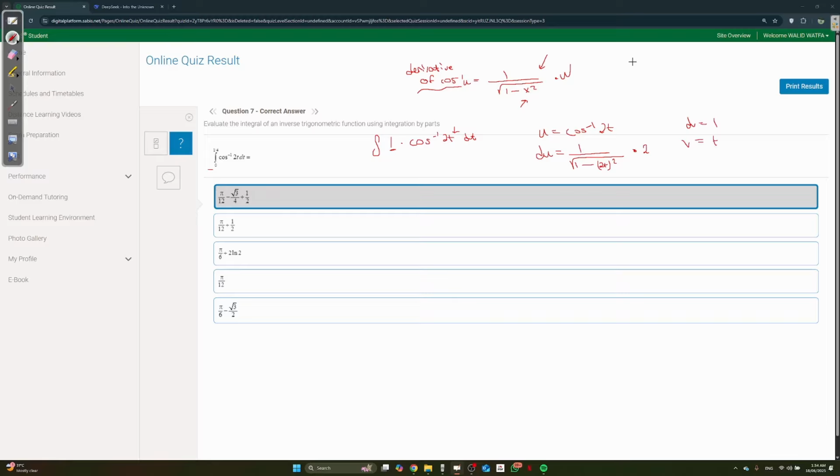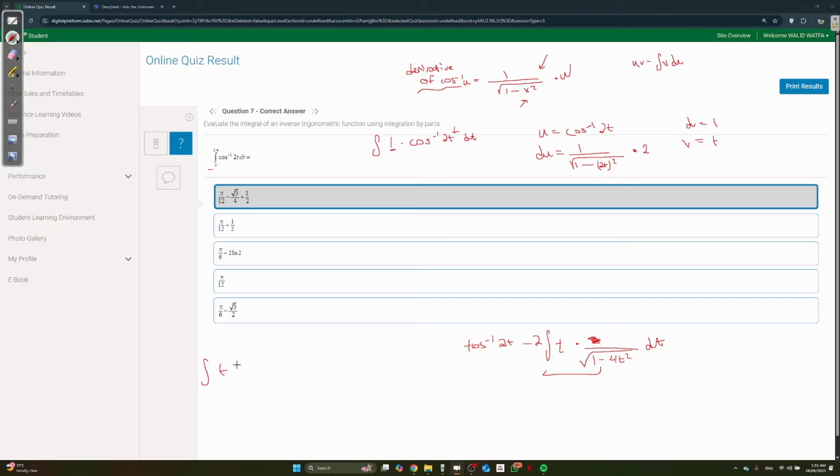So let's now apply a rule. It's uv minus integral v du, right? So let's continue. uv, so t times cosine inverse 2t, minus integral v du. So t times du is 2 over root of 1 minus 4t squared, and we're going to put dt. Now I'm just going to take this 2 outside. Now over here, we need to solve this. I'm going to solve this integral alone. Let's take the radical up.